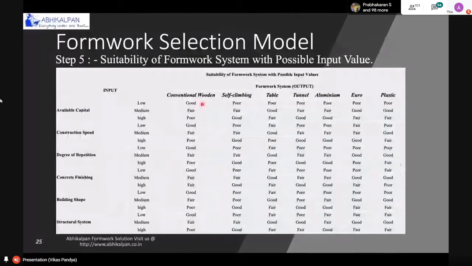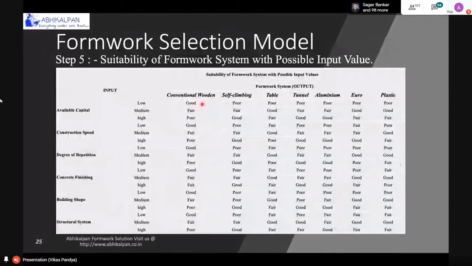And after this output, we have to give marks. If you get the result of poor, then you get 1 number. If you get fair, then you get 2 numbers. And if you get a result of good, then you get 3 numbers. So according to your input variables, you have to measure your numbers for the different formwork systems. The highest is 18 numbers and the lowest is 0, and whichever formwork system gets the highest number, you must go for that formwork system. So let's take an example of how to use that table.